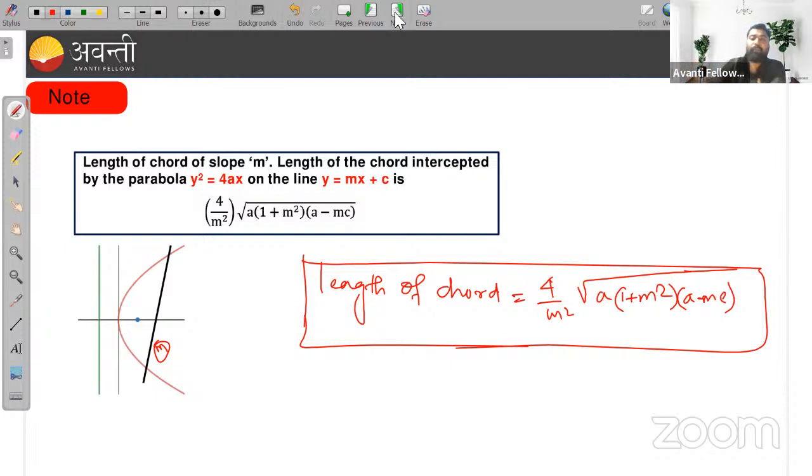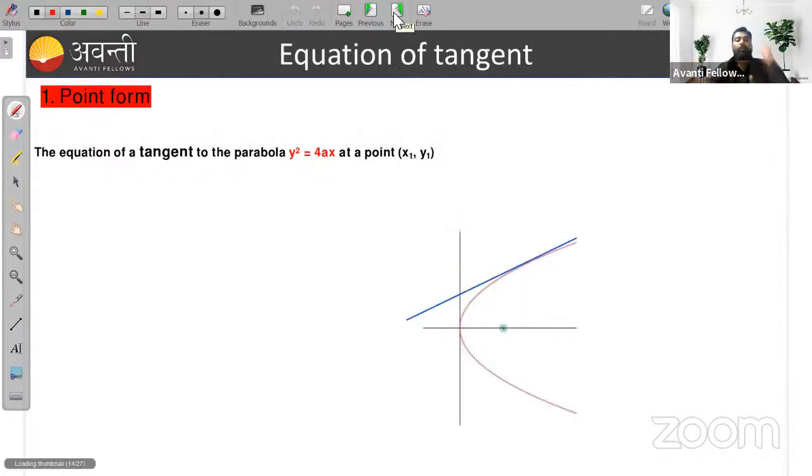Now we'll find how we can find the equation of tangent at a point. Suppose here you have a point P whose coordinates are (x1, y1), and the equation of the parabola is y square is equal to 4ax. So how can you find the equation of tangent?